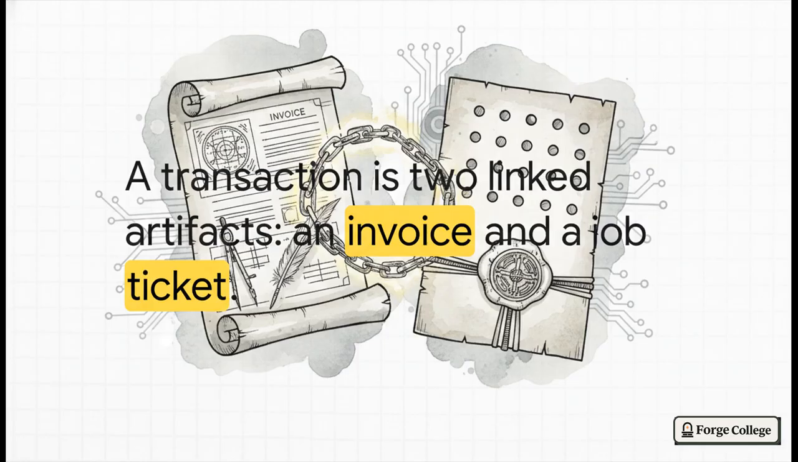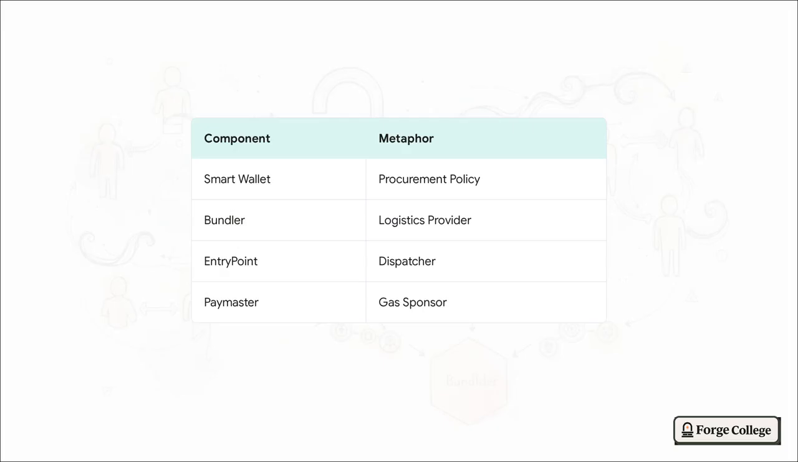First, you have the invoice, which is your user operation. That outlines exactly what you want done and how you've authorized it. Second, you have the final job ticket, which is the actual entry point call executed on the blockchain. So the invoice captures your intent, and the job ticket represents the official recorded execution. Let's map out the rest of the crew in this mental blueprint.